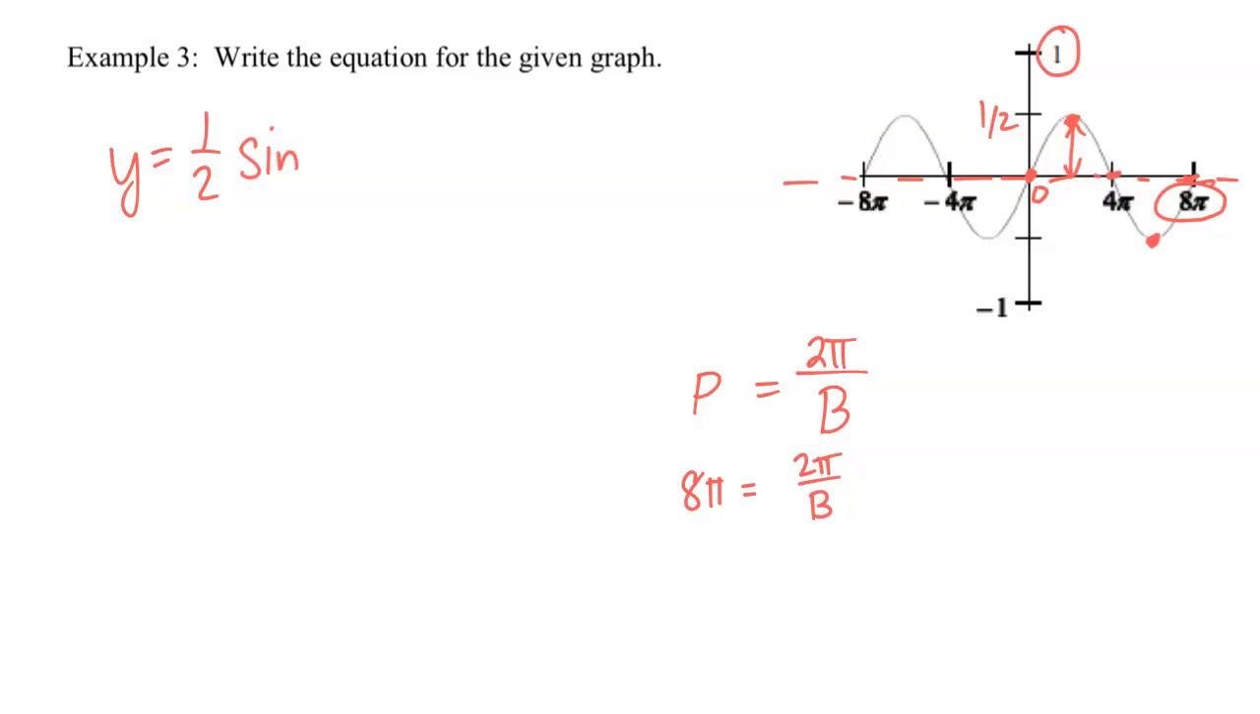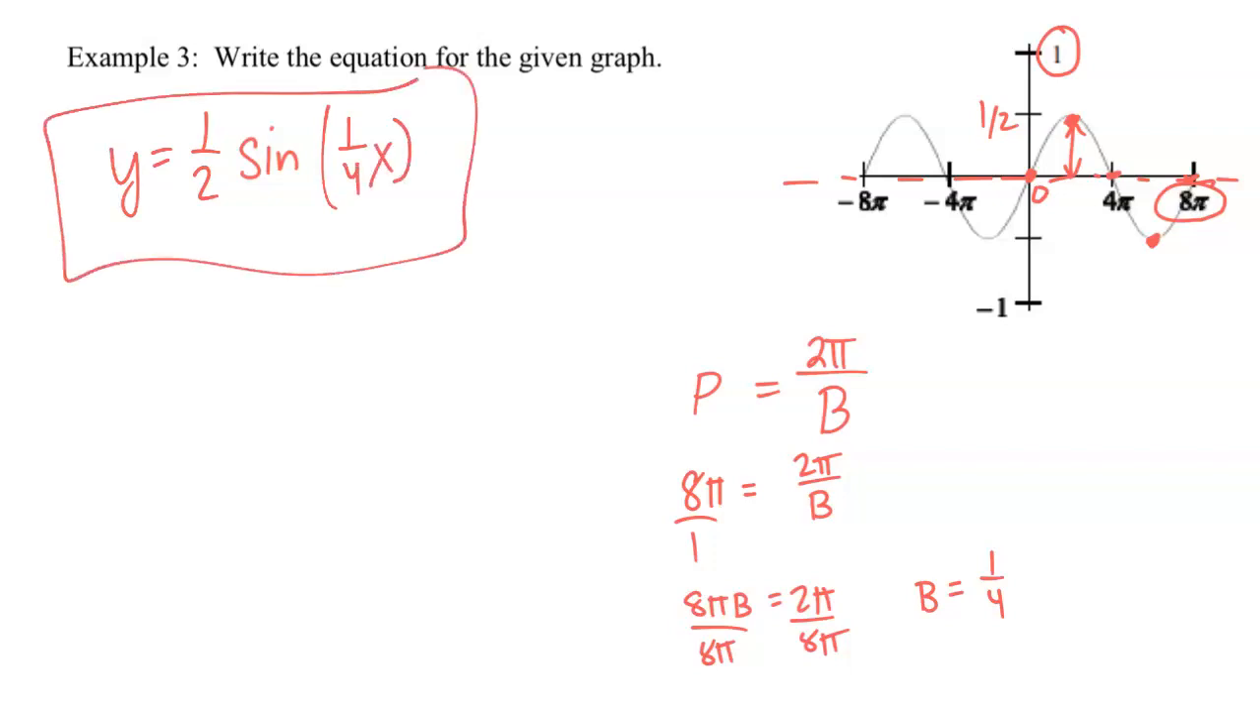And now I'm going to solve for b, as in boy. So now cross multiply, you're going to get 8 pi b is equal to 2 pi. And then divide both sides by 8 pi to get b by itself. The pi's are going to cancel out and 2 divided by 8 will reduce to 1/4. And so the equation for that particular graph will be 1/2 sine of 1/4 x.